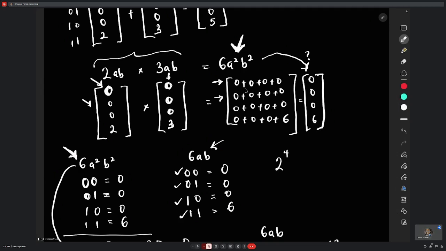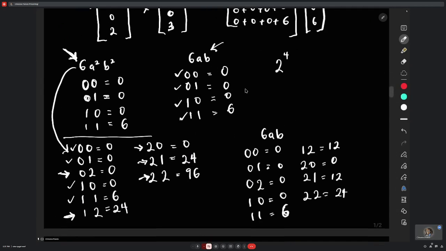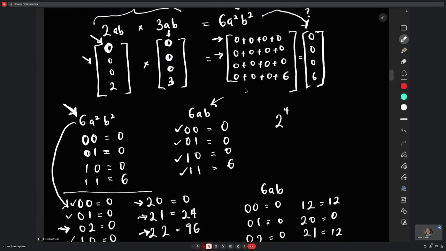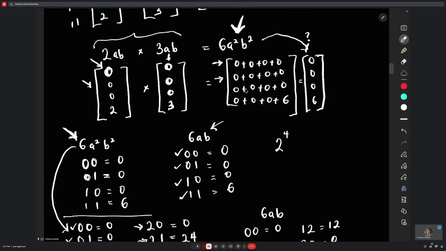Sure. I've not forgotten the representation. For which one? This 6a square b square, because you said I want to be able to represent 6a square b square without expanding, which is what we did with this 3h. So how are we going to represent this in this form in such a way that it still captures 6a square b square? I've not been able to answer that question.